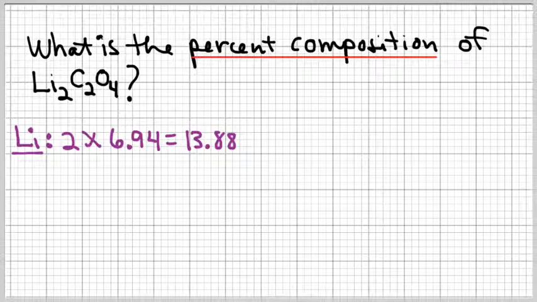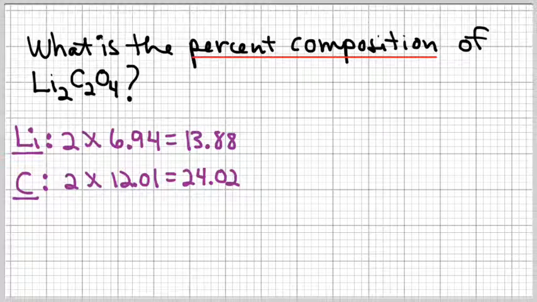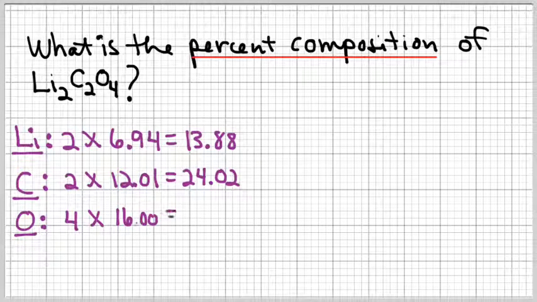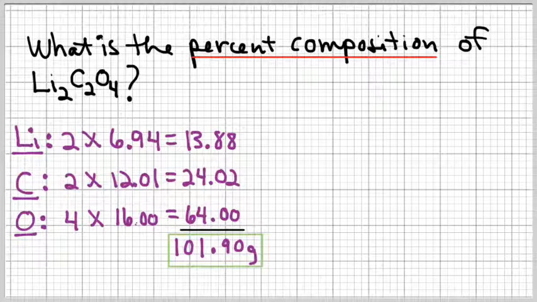So I start with lithium. I see that there are 2 lithium atoms. I look up the mass on the periodic table and multiply that out, and I get 13.88. I do the same thing for carbon. There are 2 carbons. They weigh 12.01, so we get 24.02 contribution from carbon. And finally, the third element, oxygen, there are 4 times the mass, which is 16, gives me 64. I sum them, and I get 101.90 grams for the molar mass.